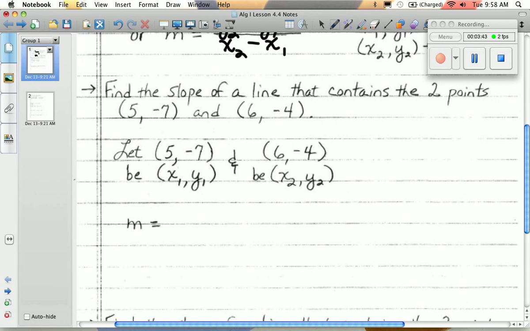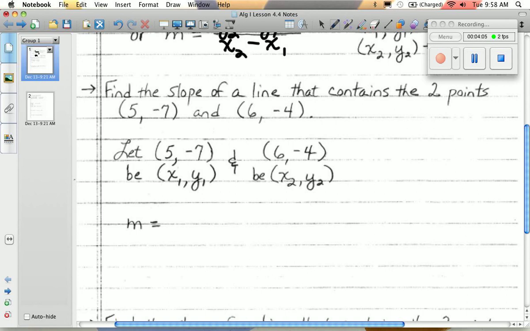Which point are you going to call x sub 2, y sub 2, because that's what the slope formula starts with. Do you think it's going to matter which point we start with? Which one gets called x sub 1, y sub 1, and which one gets called x sub 2, y sub 2? Think it's going to matter? No, why not?